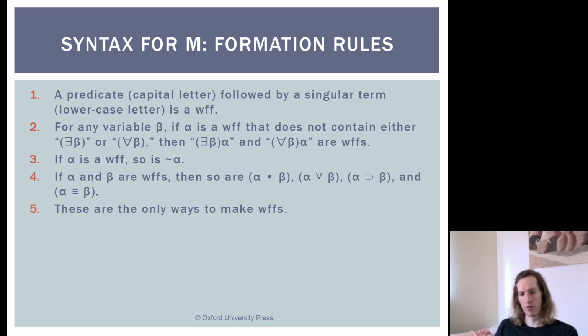So if alpha is a well-formed formula, so is not alpha. This is something that we're already used to. If alpha and beta are well-formed formulas, then so are all these combinations: alpha and beta, alpha or beta, if alpha then beta, and alpha if and only if beta. Again, these are repeats of what we had before, and these are the only ways to make well-formed formulas. So we're essentially just inserting the quantifiers as another way to make well-formed formulas, and the rules for a quantifier are going to be quite similar to the way a negation works in a well-formed formula.